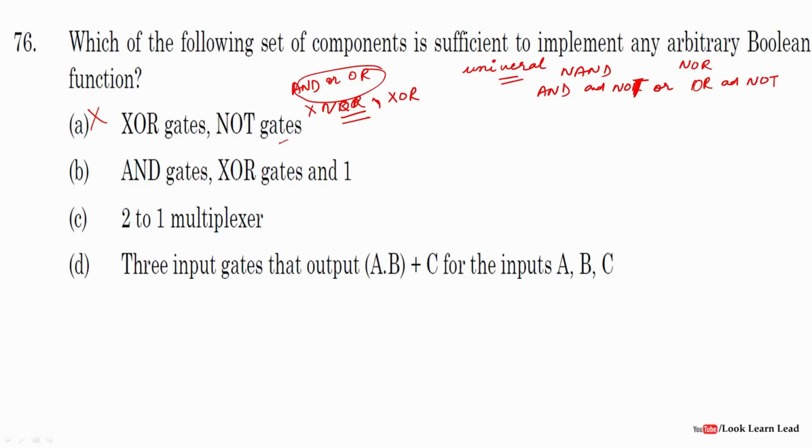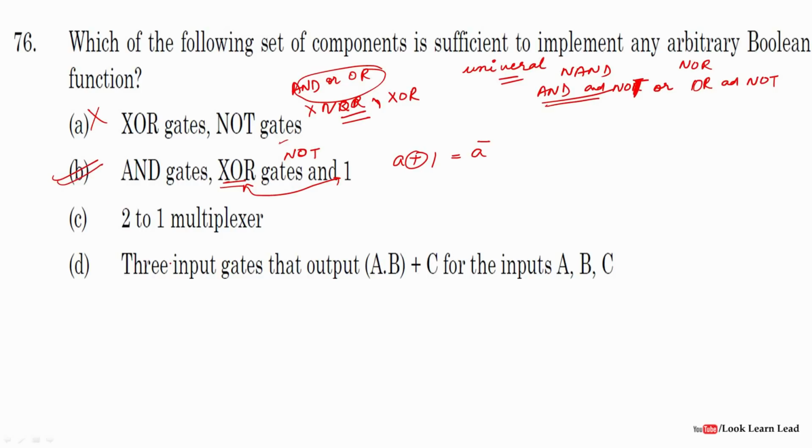Next is AND gates, XOR gates, and 1. Okay. So the XOR gate can be used. By using the XOR gate, we can make a NOT gate. That is, A XOR 1 is A bar. So by using XOR and 1, we can make a NOT gate. And AND and NOT is a universal gate. So option B is a correct answer.